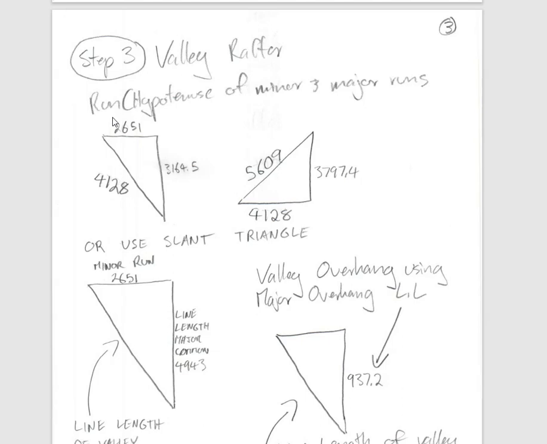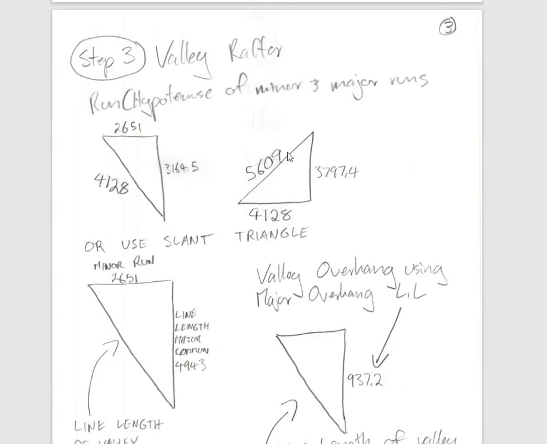Here you see I've calculated the run of the valley using the run of the minor and the run of the major, and turned that into a proportion triangle. Very much the same way we would do on a hip roof on a level 3 rafter calculations. Finding the total run, and then here I've taken that total run, proportioned it, I've put it in the same triangle as the total rise, 3797.4, and that gives us our total line length of the valley of 5609.